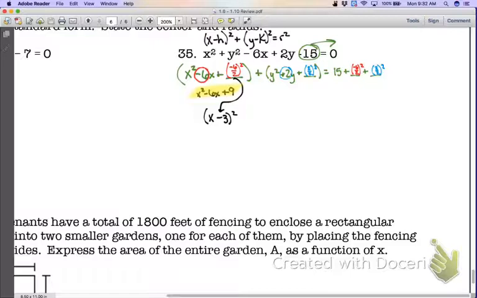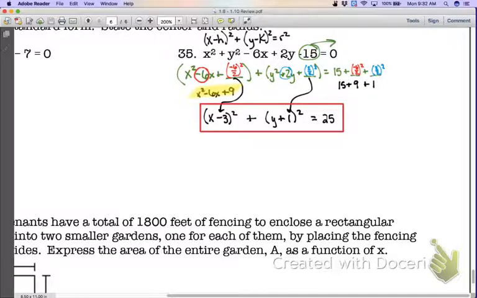So do the same thing with my y value. So it's going to be y. Well, 2 divided by 2 is 1, so it's going to be a plus 1 squared. So all I did, that 1 just came from right there, whatever 2 divided by 2 is, or whatever that middle term is. The right side then is 15 plus 9 plus 1. So if I add everything up, I get 25. So then my standard form is right here.